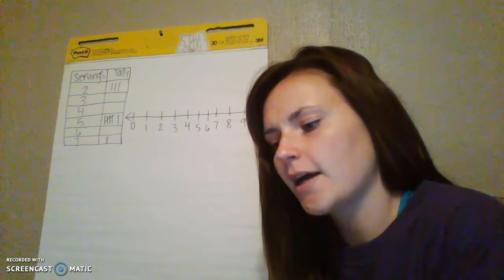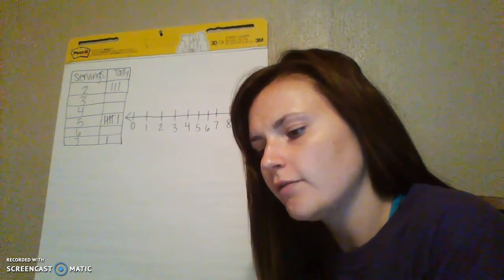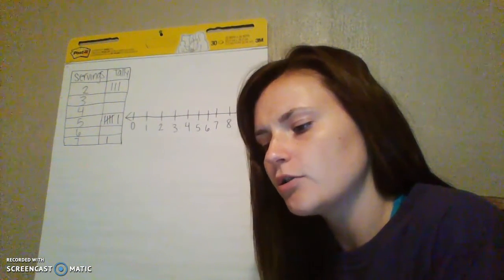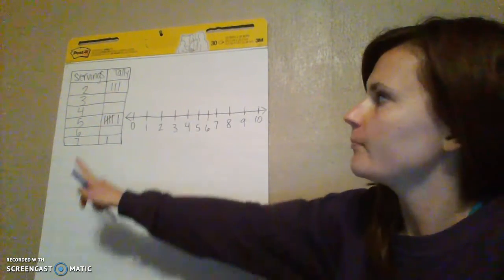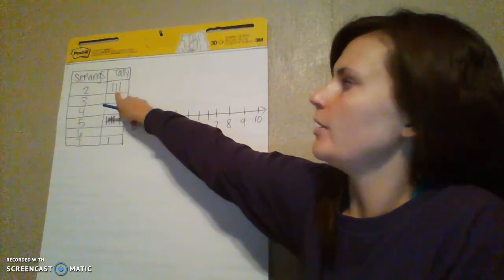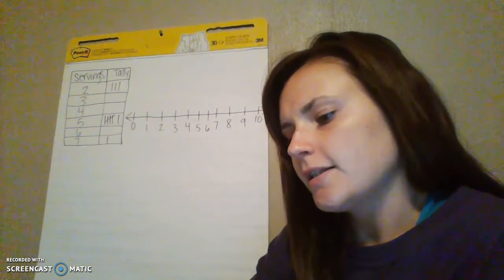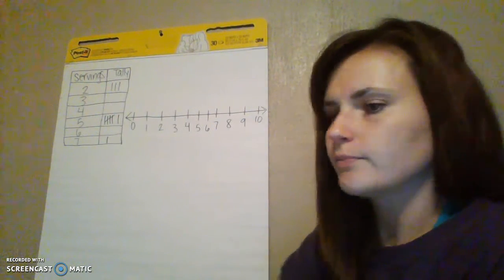So it says Chase asked 10 students how many servings of fruits and vegetables they eat each day. 3 people eat 2 servings. So I made a little tally chart to help me. And I put servings, I put the number 2, and it said 3 people. So I made 3 tally marks. And then it says, draw 3 X's over the number 2.